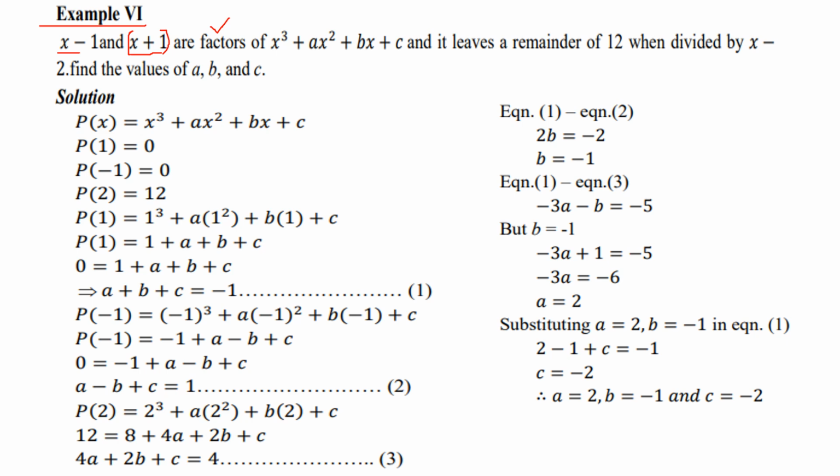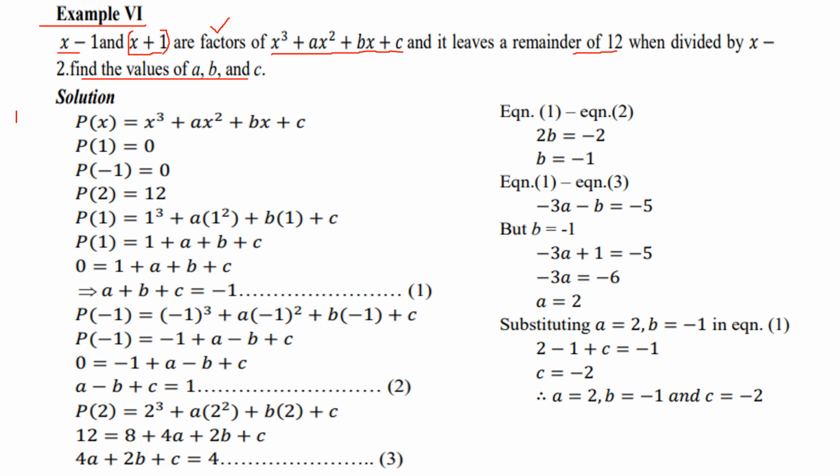So you have been given a polynomial of x, which is x cubed plus a x squared plus bx plus c. Polynomials are used in simultaneous equations, and here you have 3 unknowns. That means you are most likely to solve 3 simultaneous equations. They have said that x minus 1 and x plus 1 are factors of that polynomial, and that when it is divided by x minus 2, it leaves a remainder of 12. The question is prompting us to find the values of a, b, and c.